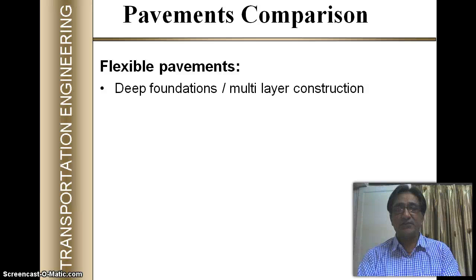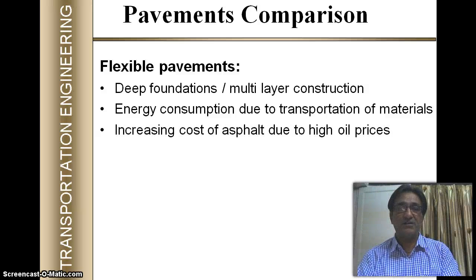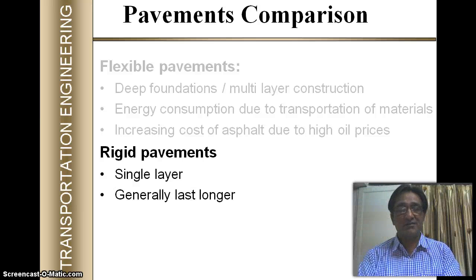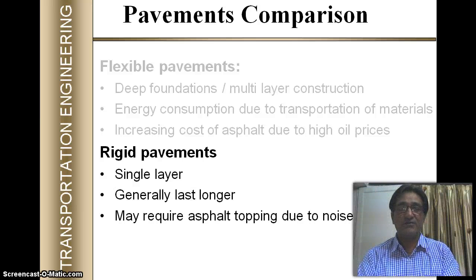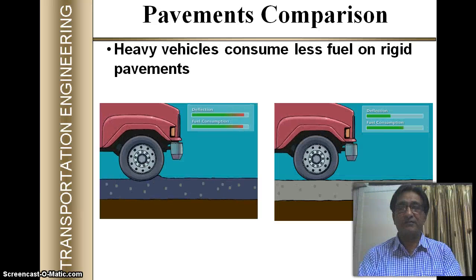Pavement comparison. The flexible pavement requires deep foundations and multi-layer construction. Energy consumption due to transportation of material. Increasing cost of bitumen due to high oil price. A rigid pavement has single layer construction. Generally, it lasts longer than a flexible pavement. It may require asphalt topping for noise comfort. Then heavy vehicles consume less fuel on rigid pavement.